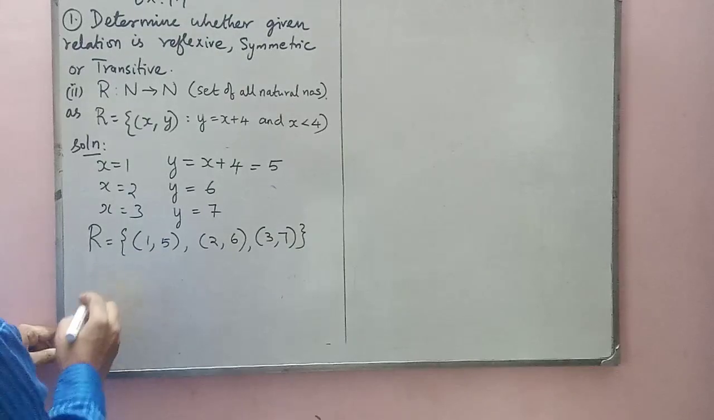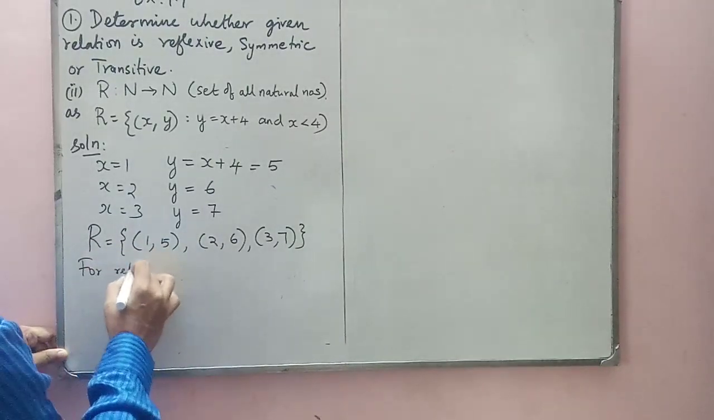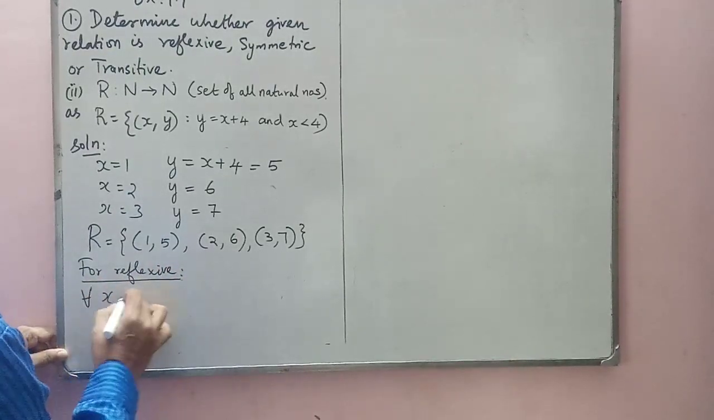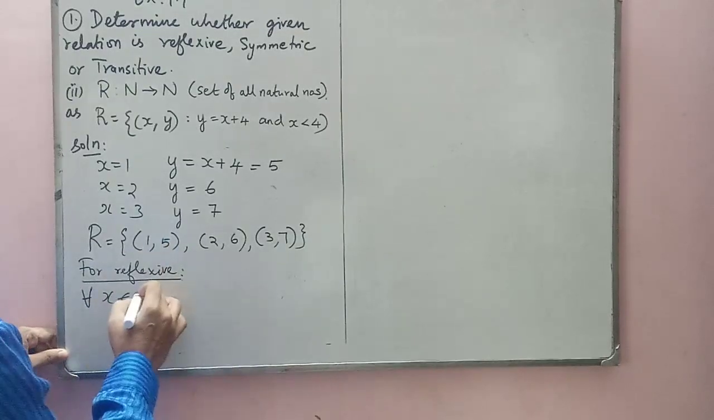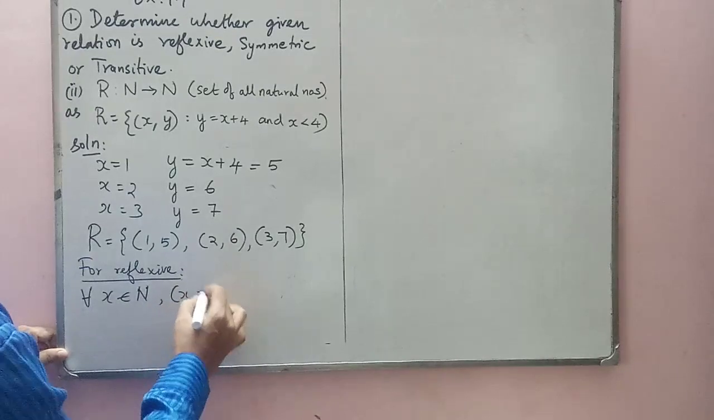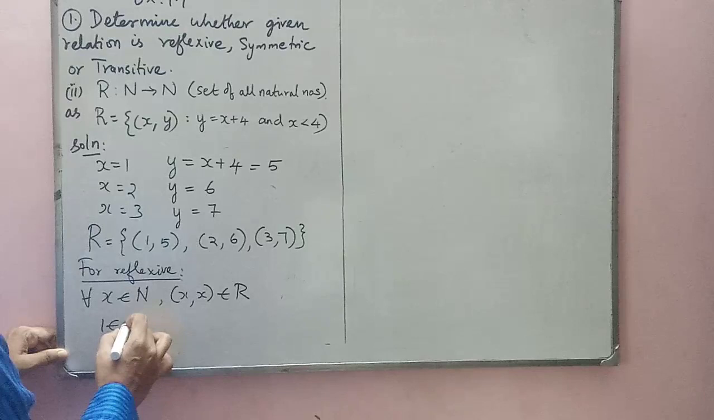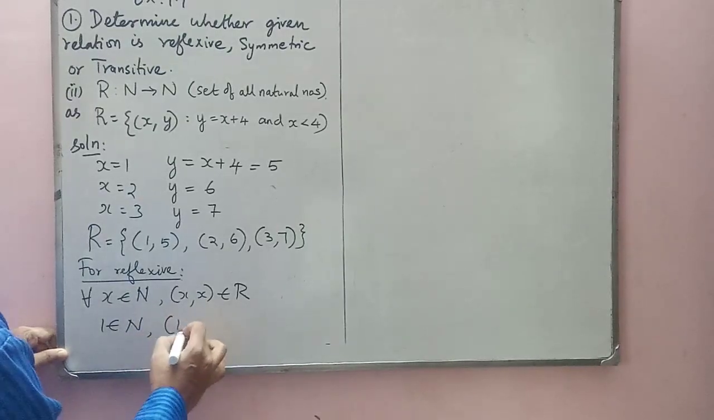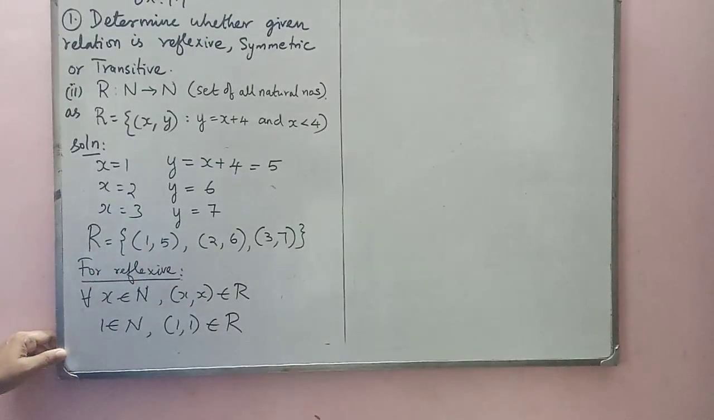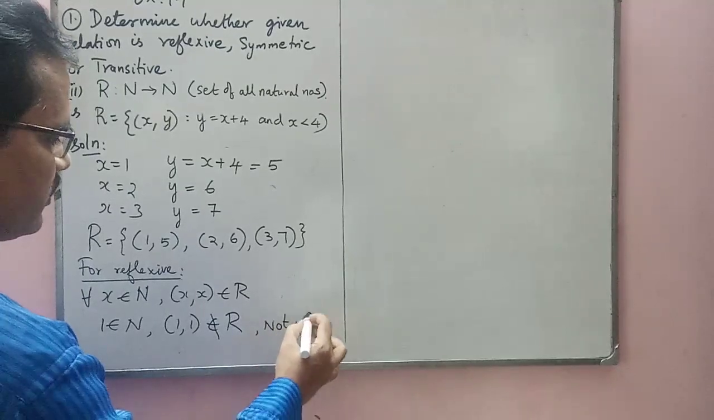Now let us check for reflexive. Again the same part you can write. For reflexive, for every x belongs to the set A, here x belongs to N, the pair (x, x) belongs to R. So I take an element 1 belonging to N, a natural number. I have to check whether (1, 1) is present in the relation or not. You check whether (1, 1) is there. No, it is not there. Therefore this is not reflexive.